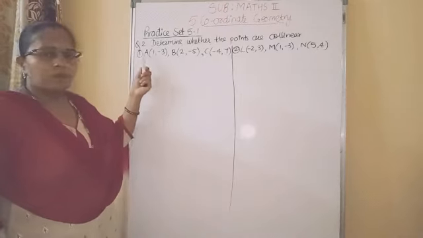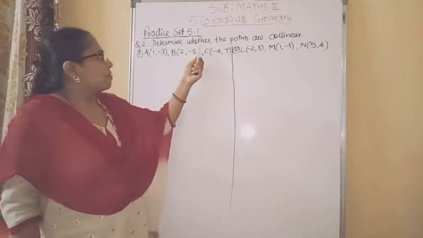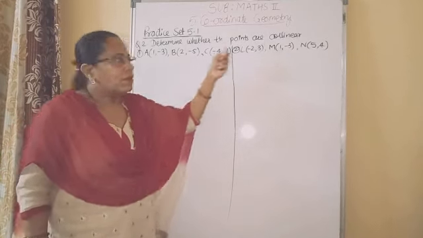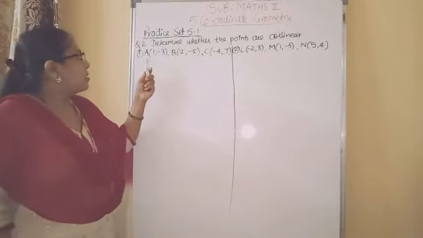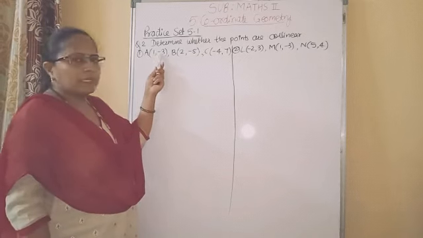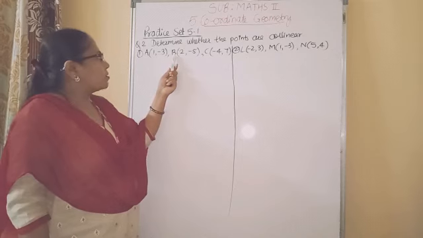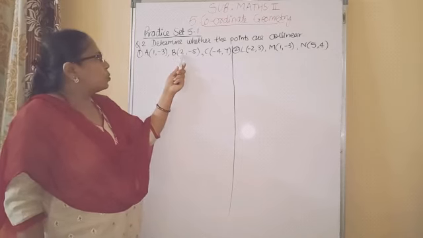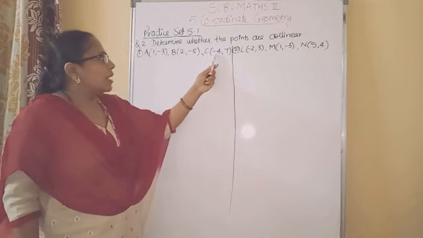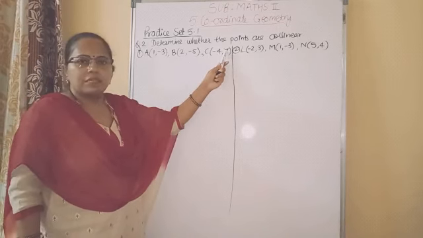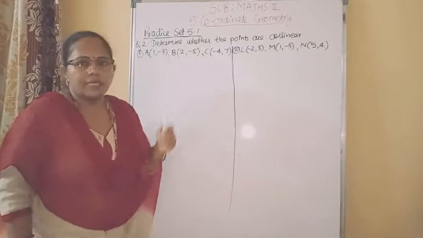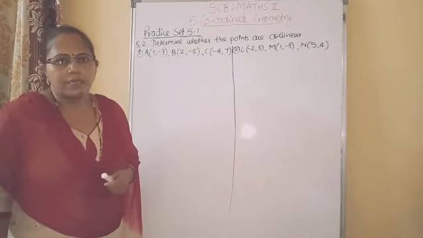Question number 2. Determine whether the points are collinear. And the first question is, point A has coordinates 1, minus 3. The coordinates of point B are 2, minus 5. The coordinates of point C are minus 4, 7. And we have to decide whether these points are collinear or non-collinear.